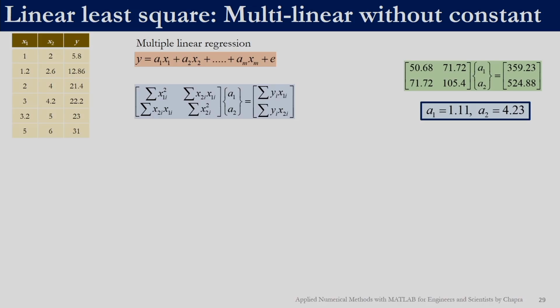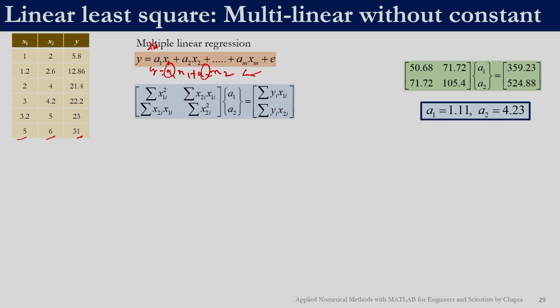This is the problem which we had previously: x1, x2, y. This time we have a model wherein there is no constant coefficient, there is no a naught. So, in this case our model was y is equal to a1 x1 plus a2 x2. Our task was to find out the values of a1 and a2 such that this model best fits this data point.